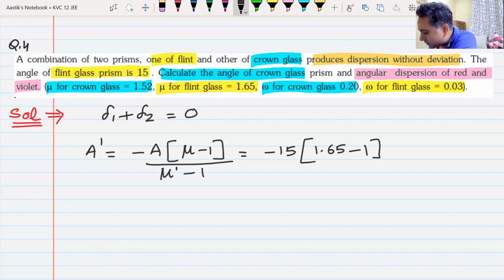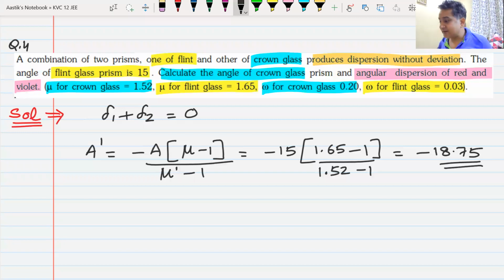I hope I'm not making a mistake. Divided by, for the crown glass, it is 1.52 minus 1. 18.75. Don't forget the negative sign, my dear friend. Did you remember the negative sign? Yes, sir. Minus 18.75 degrees. All of you got this? Please raise your hands. Tell me, yes, sir, we got it.